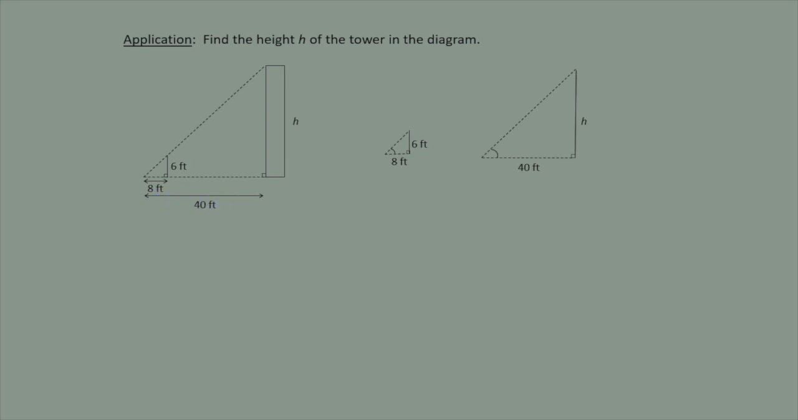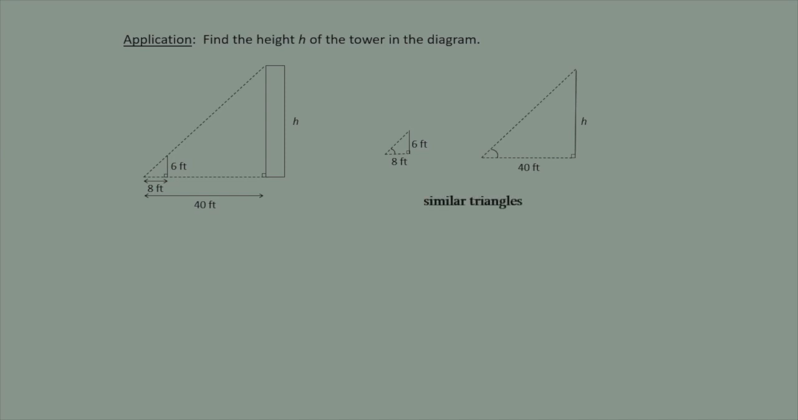Since we form two right triangles with the same base angle, that means that the ratio of this vertical leg to the horizontal leg in the smaller triangle, which we can measure, has to equal the ratio of the vertical leg to the horizontal leg in the larger triangle, and we can use that to solve for h. This is an application of similar triangles from geometry.